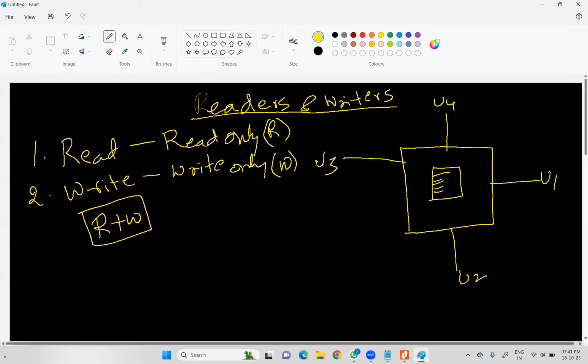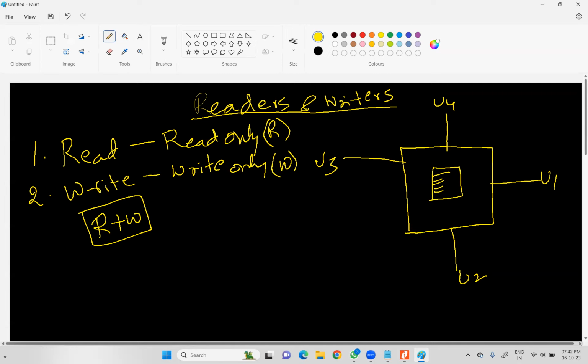Now, in this context, write-only permission does not really exist. Of course, in C or C++, which are third generation languages, you do have some kind of read-only permission, write-only permission, and read-write, that is appending permission. But as far as operating systems and databases are concerned, there is no write-only permission.